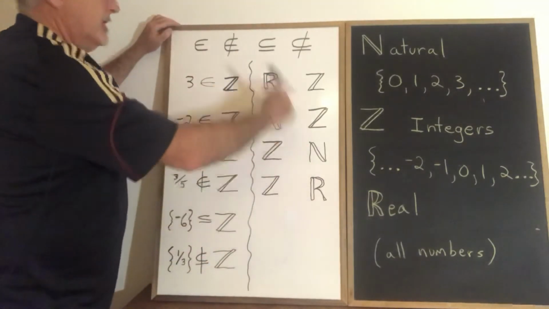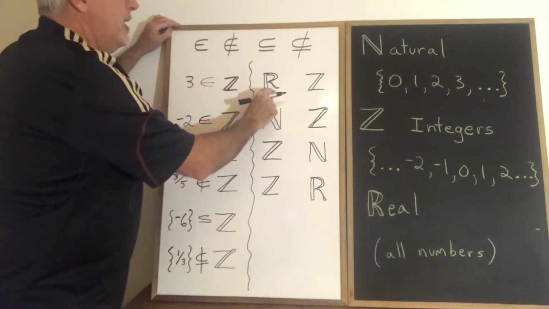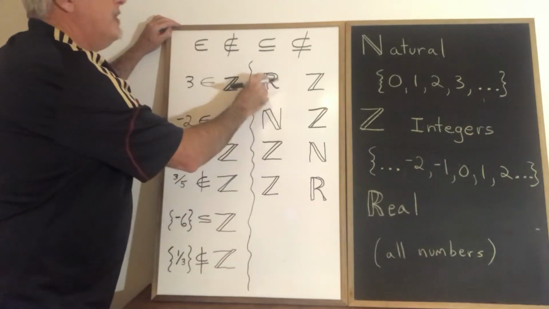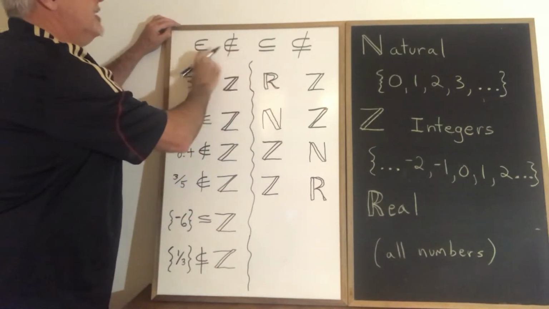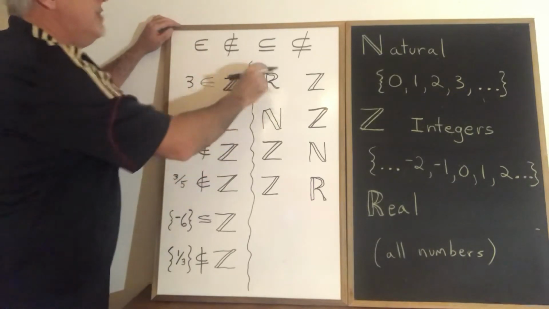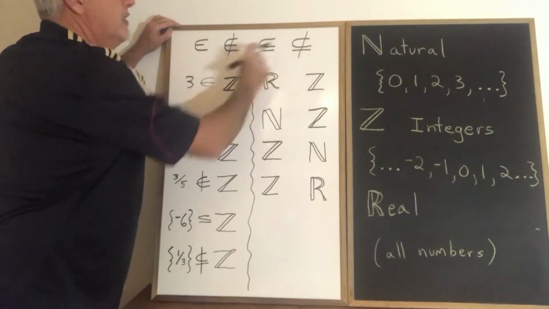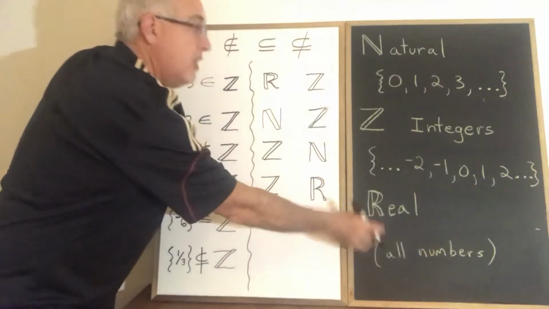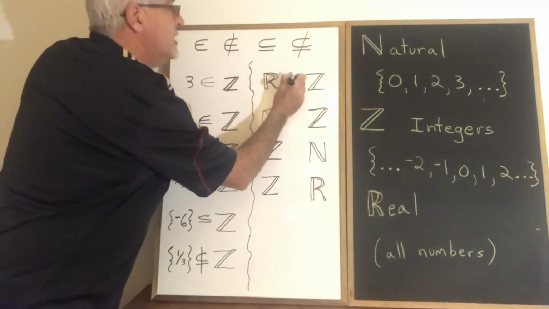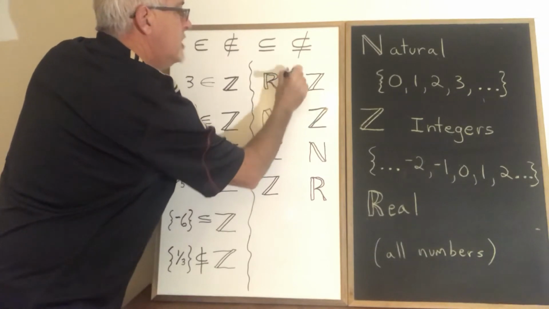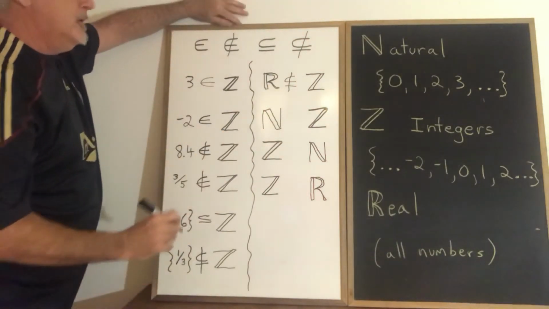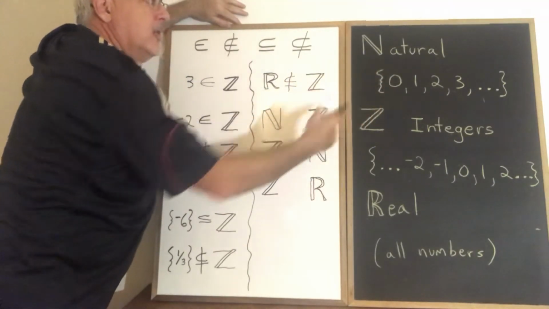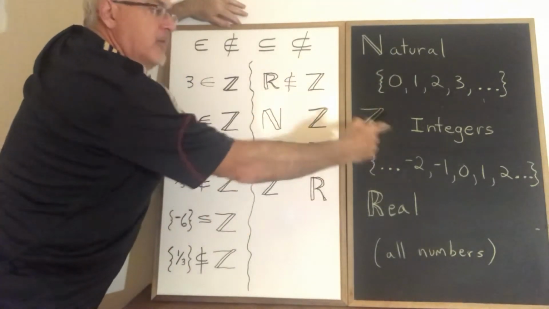Now we get to some other examples where what's on the left is a set. The set of real numbers. I'm not going to consider these element symbols because I see this as a set. I want to use one of these. But real numbers is a bigger set that includes a lot of things that are not in integers. So real numbers is not a subset of integers.